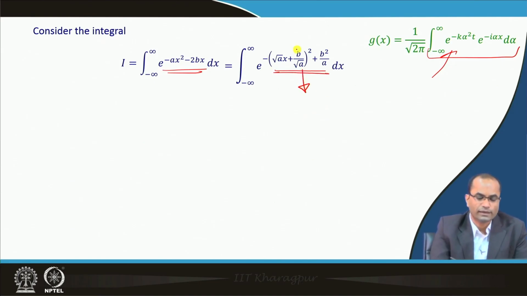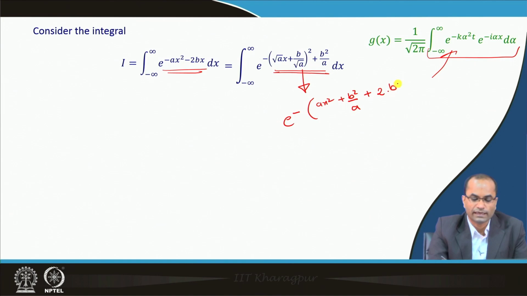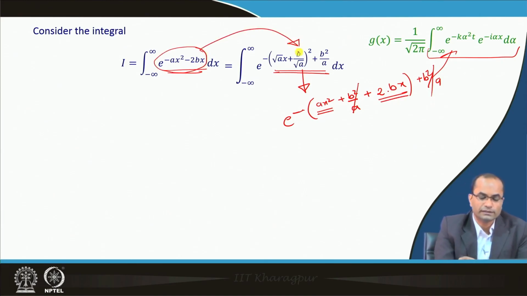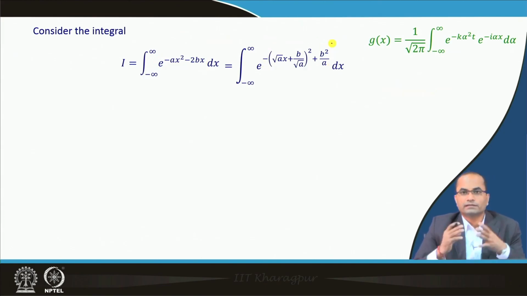So, if we just look at here, what is this e power minus. So, here the square, that means a x square, then we have b square over a, and then the 2 times the product, that is b x, and then we have b square over a. So, this b square over a will get cancelled because here the minus sign is sitting there, and we have minus a x square and minus 2 b x. So, exactly this term is rewritten here to have this format, because we want e power minus some y square whose value is known to us.